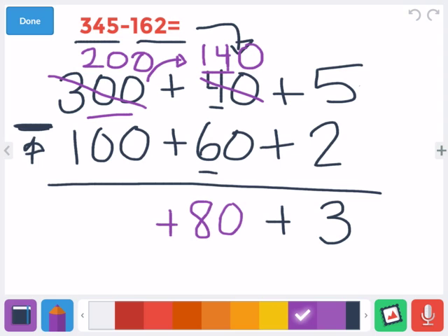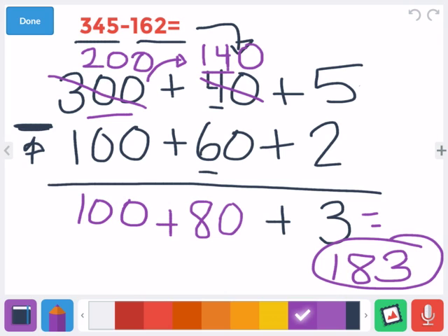Now I'm left to subtract 200. Remember, I don't have 300 anymore because I gave 100 to the tens place. 200 minus 100. Well, if I have 200 and I take away 100, I'm left with 100. I'm done subtracting, so now I just need to put my number back together. 100 plus 80 plus 3 equals 183.